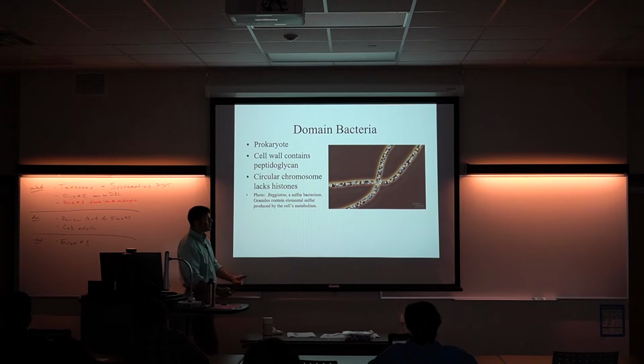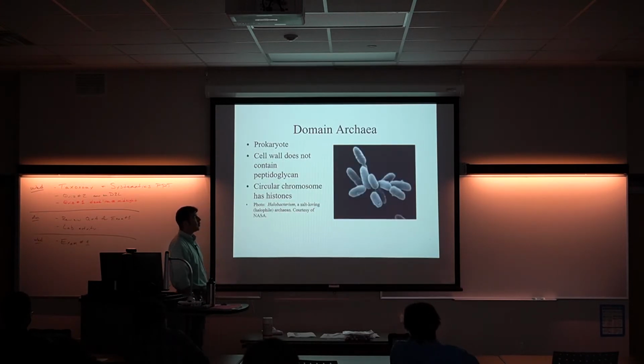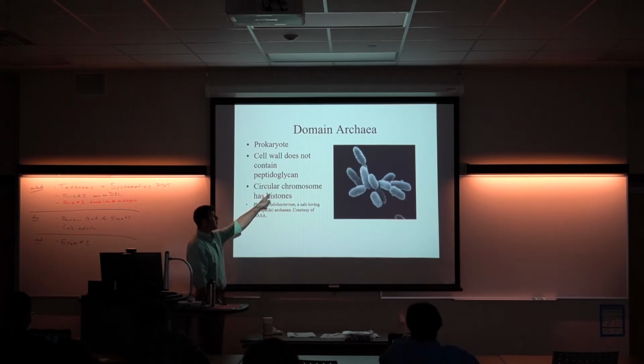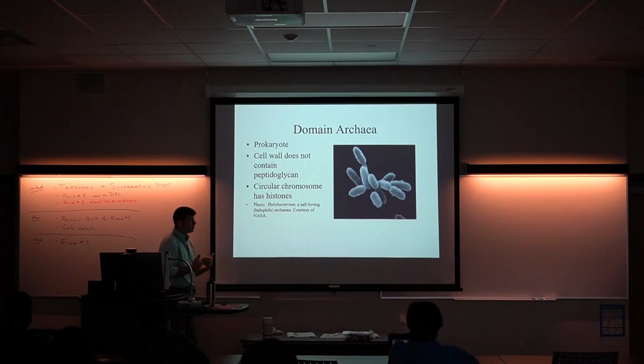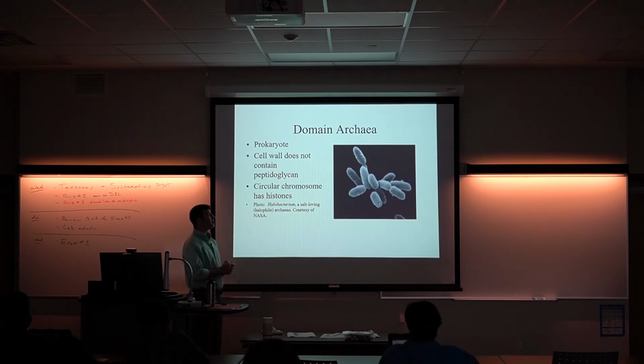Then if we compare that to the other group of prokaryotic cells that we call the domain archaea, they too, since they're prokaryotic cells, have their DNA in a circular loop. However, this group has histones. It has little proteins that DNA can spool around and condense. Our cells have histones. The other thing that is notable is that the cell walls of these cells lack that substance, peptidoglycan.